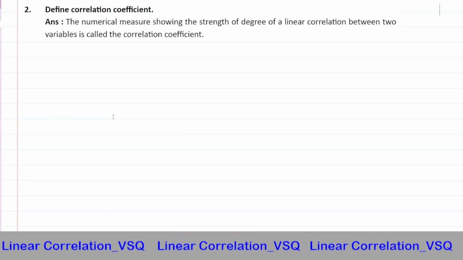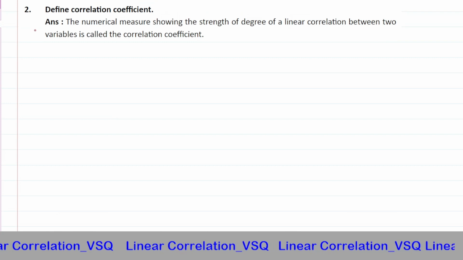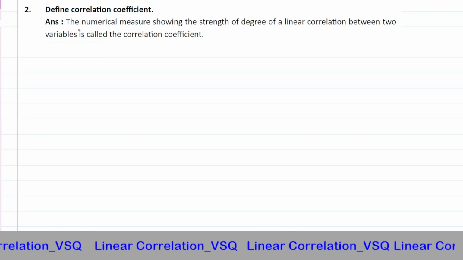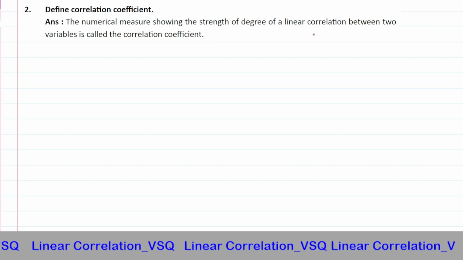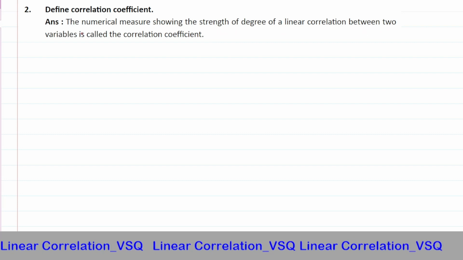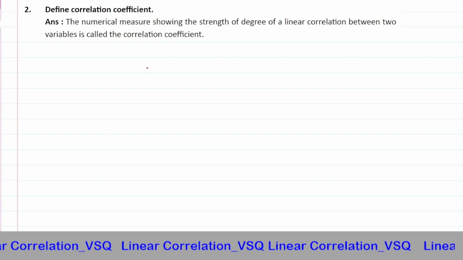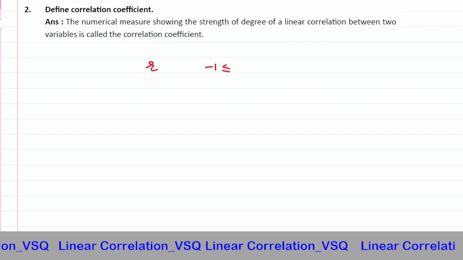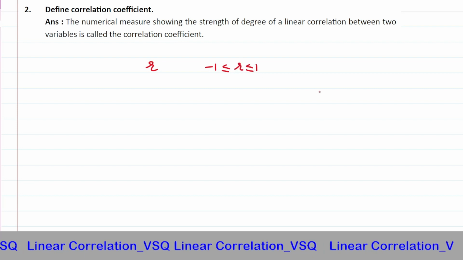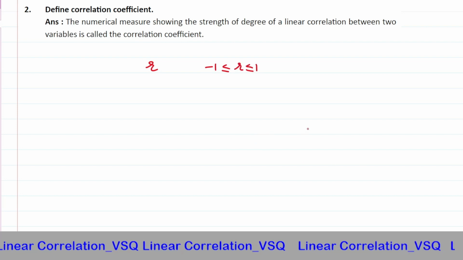Question number 2: define correlation coefficient. The numerical measure showing the strength or degree of linear correlation between two variables is called the correlation coefficient, and it is denoted by r. The value of r always lies between -1 and +1.